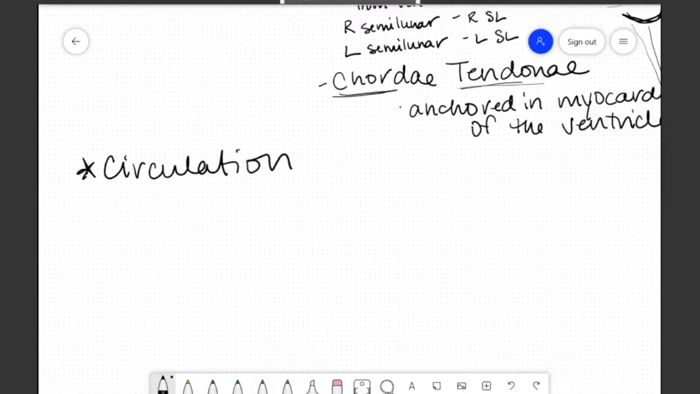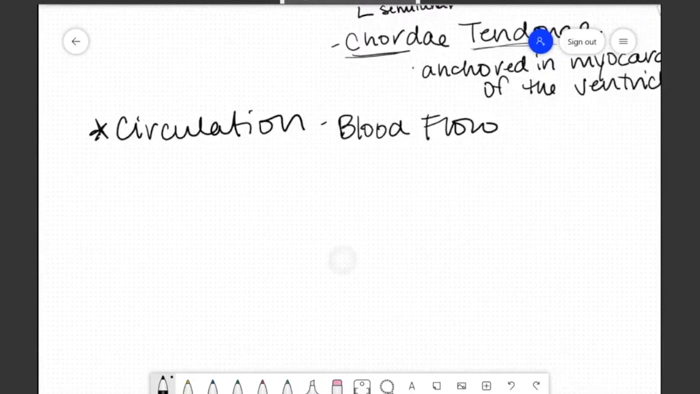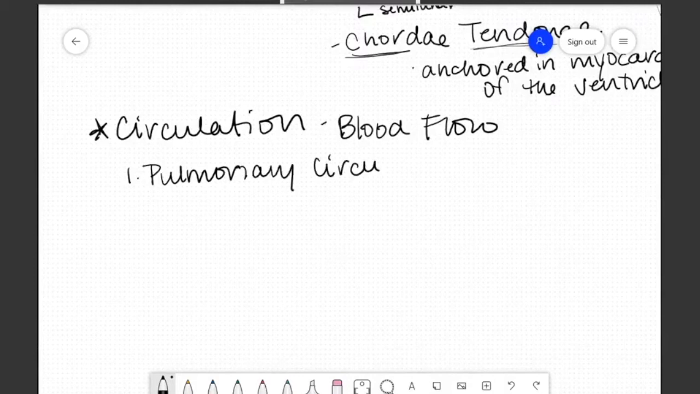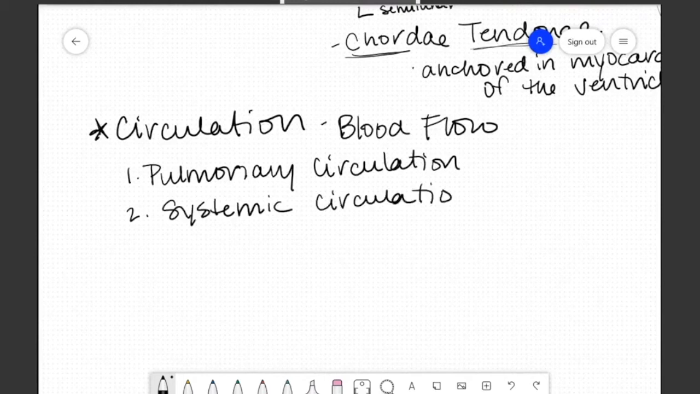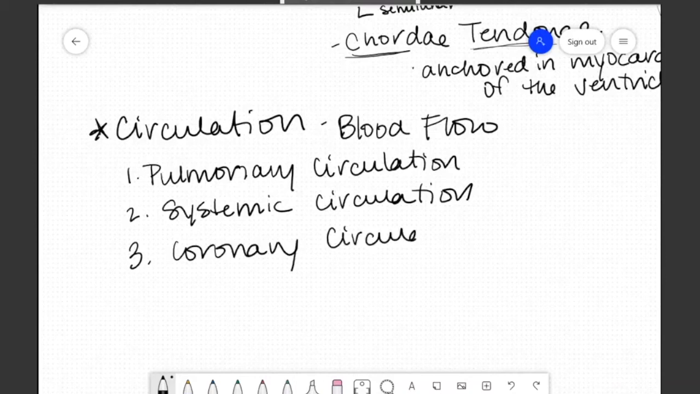So essentially this is going to be blood flow. There are 3 paths of circulation that we're going to talk about. The first one is going to be the pulmonary circulation. Then we are going to have the systemic circulation. And then we are going to have the coronary circulation. So we're going to talk about all 3, mainly focusing on the first 2.